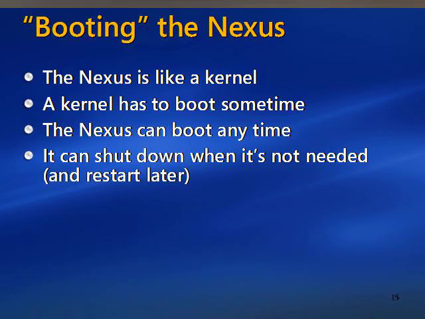So I've said that the Nexus is like a kernel, and kernels have to boot. I made reference earlier to when the Nexus boots, the TPM takes a hash of it. So what does that really mean? You can sort of think of the Nexus as almost like a service in the sense that it can start at any time when it's needed. It can shut down if it's not needed and start up again later.